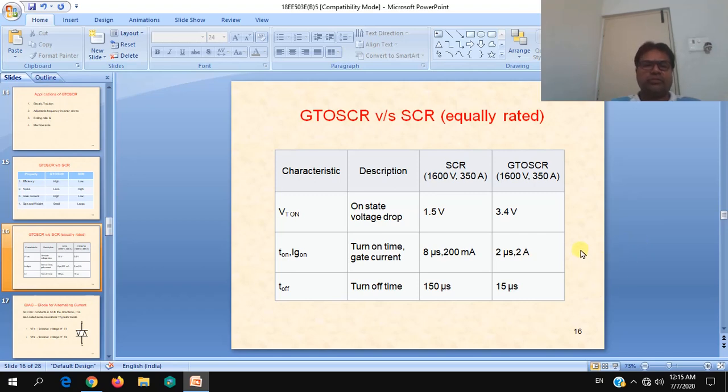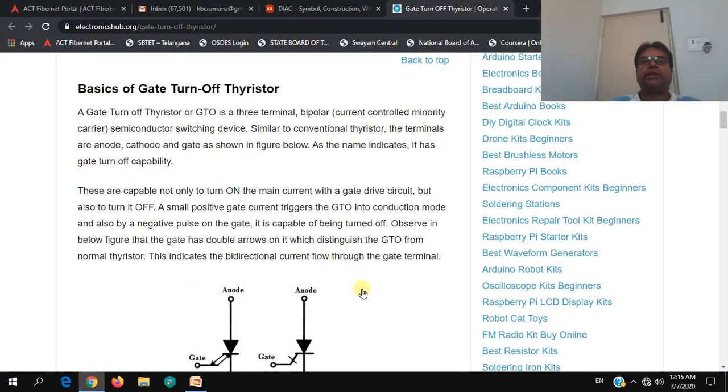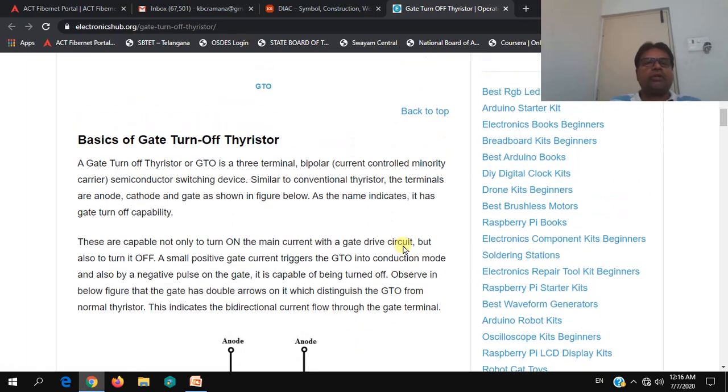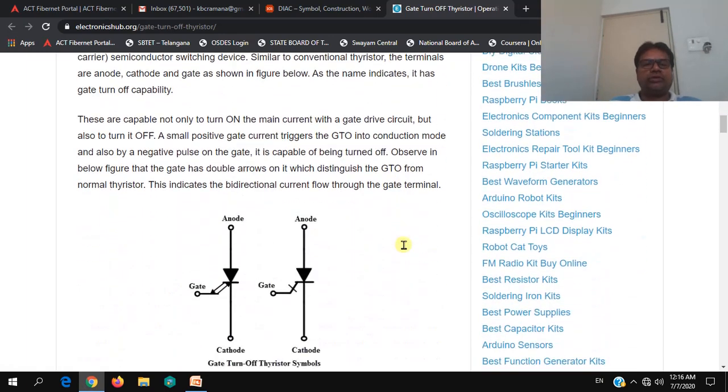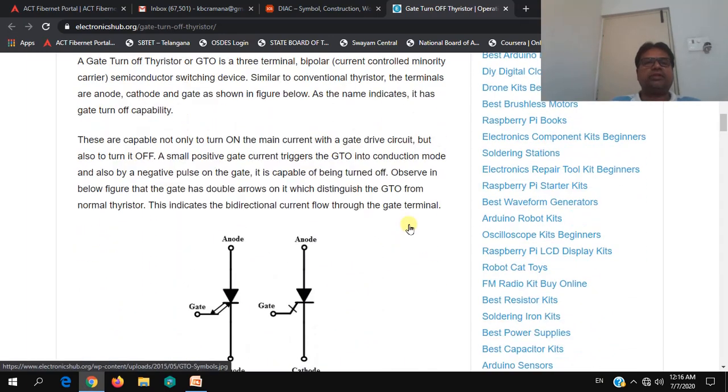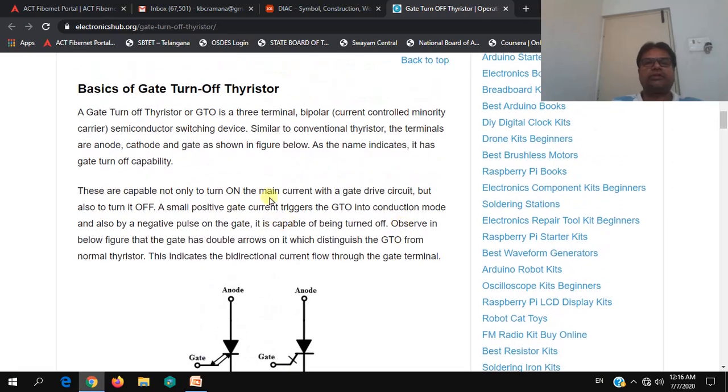And this is about GTO-SCR. Our next device which we are going to discuss is diac. Before that, we will just have a glimpse of GTO-SCR from the abundant data and knowledge available on the internet, where we can go through this, but it is just similar to whatever we have discussed.